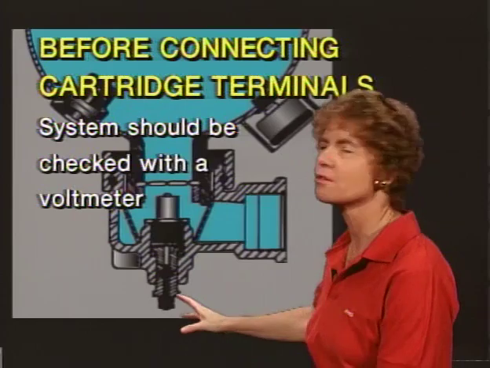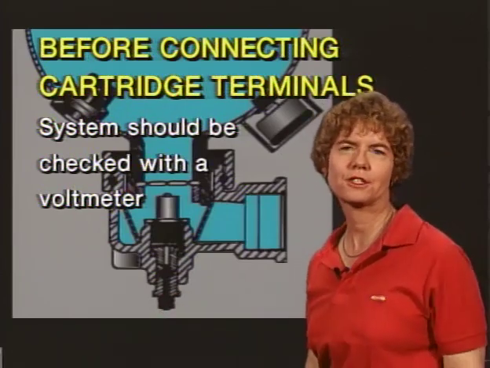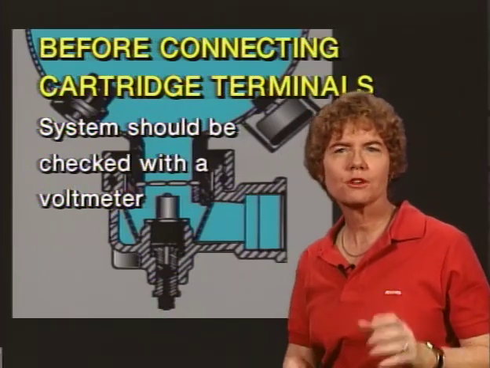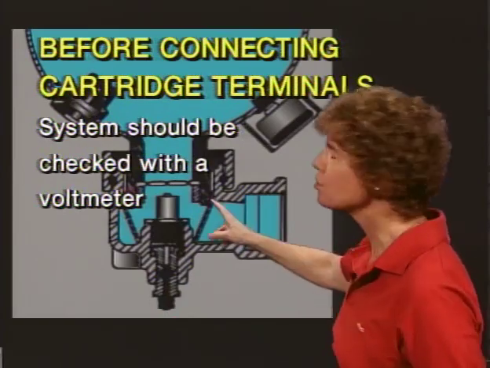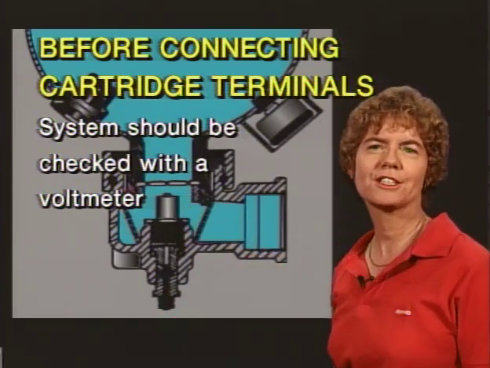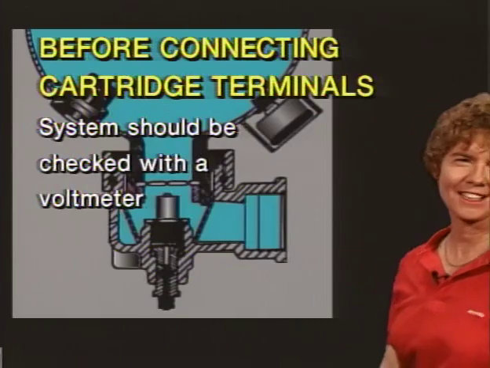As a safety precaution, during removal or installation of the discharge cartridges, the terminals of the discharge cartridges should be grounded or shorted. It would be bad news if that thing went off when you were handling it. So before connecting the cartridge terminals to the electrical system, the system should be checked with a voltmeter to make sure that no voltage exists at the terminal connections.